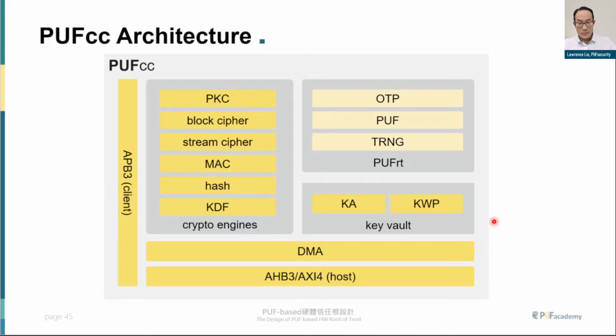So this slide is a block diagram of PUFcc. And again, PUFcc is built by adding cryptographic engines, seen here, and a direct memory access module, seen here, to PUFrt, which is here. And so the following slides will cover the major blocks in this diagram, including PUFrt, the key vault, the dual bus interface, the two bus interfaces with the DMA, as well as the cryptographic engines.